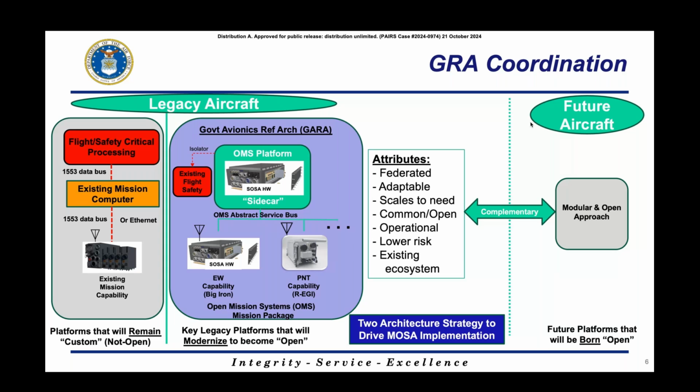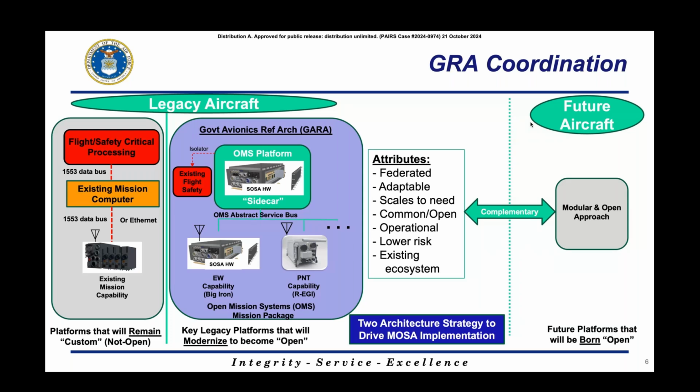In this case, you might see the Government Avionics Reference Architecture, GARA, being applied to older aircraft as a way to speed up their integration with newer aircraft. We'll be able to integrate newer radios that will be able to talk with other platforms, and a slew of other capabilities. This picture shows EW and position, navigation, timing.